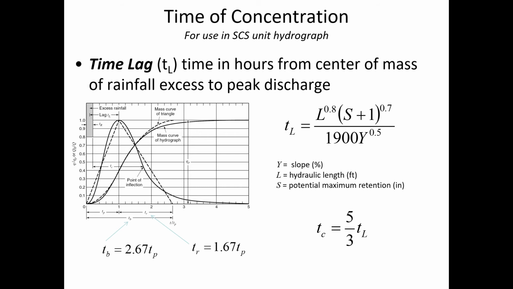Because remember, the units here for P sub E is just inches, where what we really want to know is how many CFS needs to go through the culvert pipe, or what CFS will be going through a stream channel. And so this unit hydrograph allows us to tie the two things together.